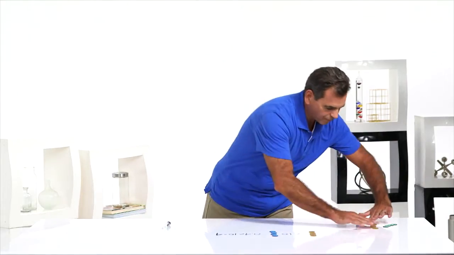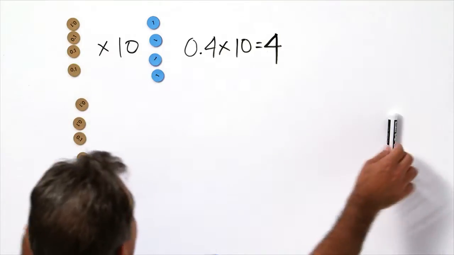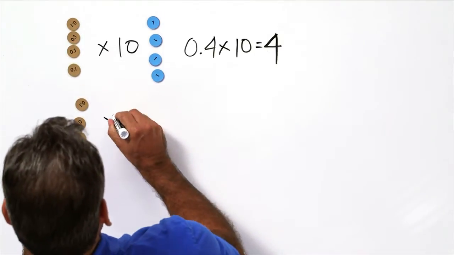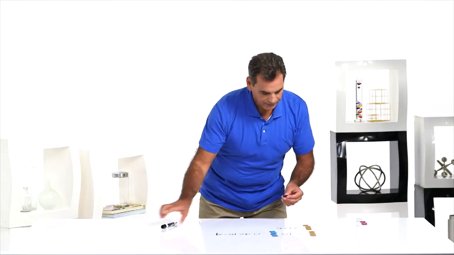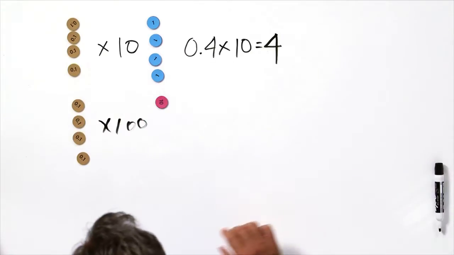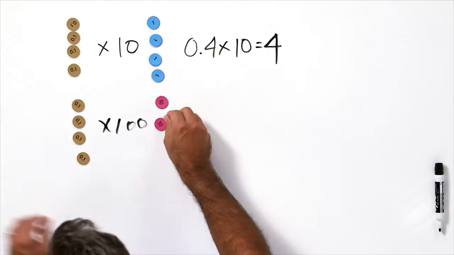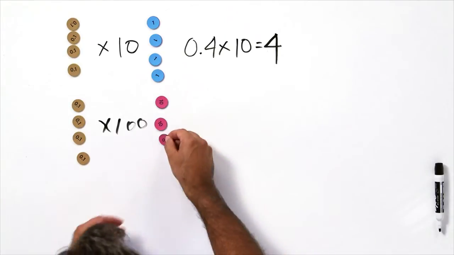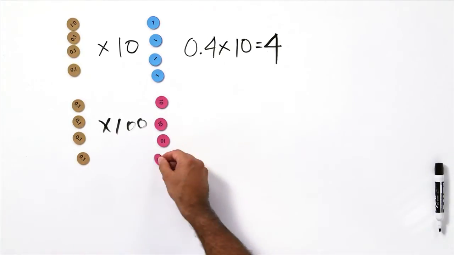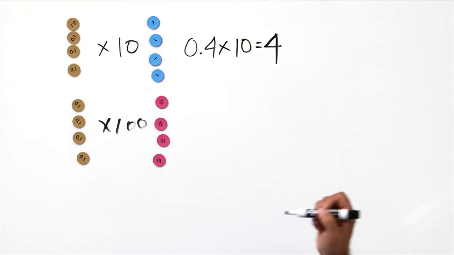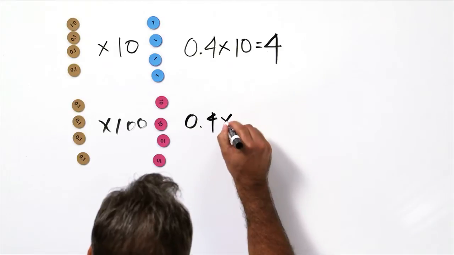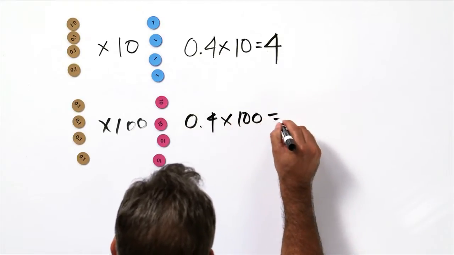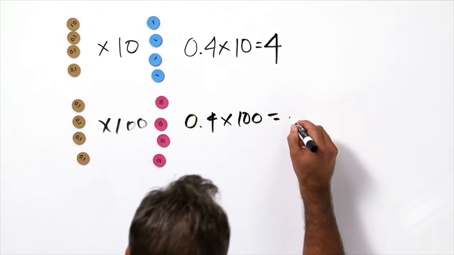Now let's multiply 4/10 by 100. 1/10 times 100 is 10. Have the students record what they built. 4/10, 0.4 times 100 equals 10, 20, 30, 40.